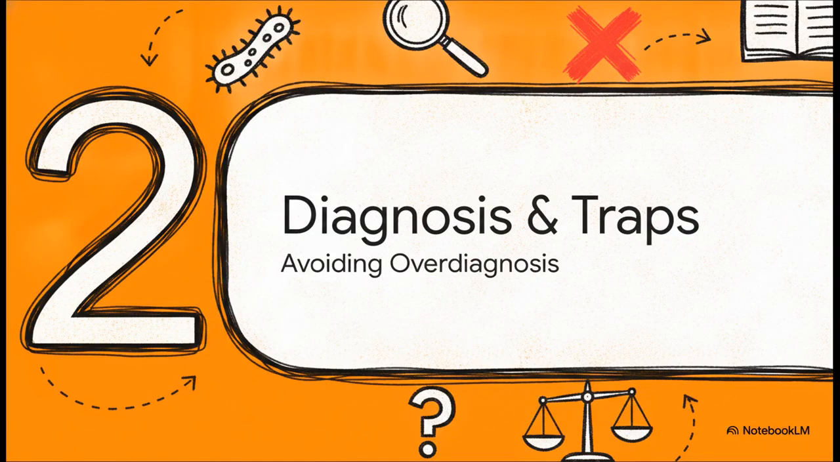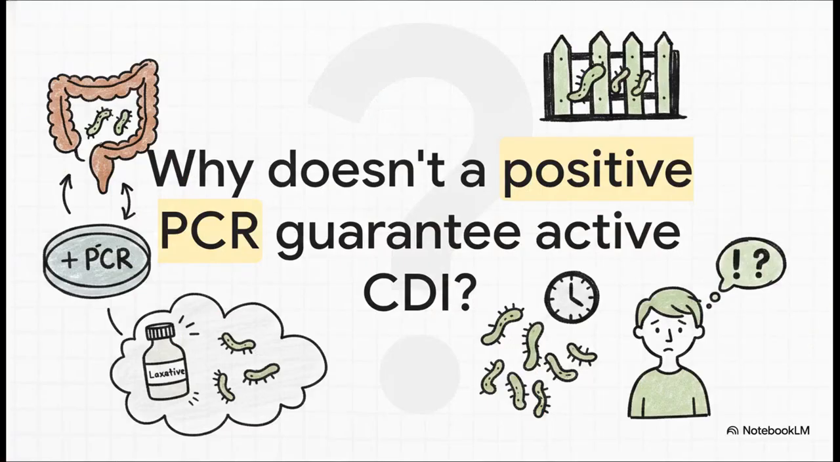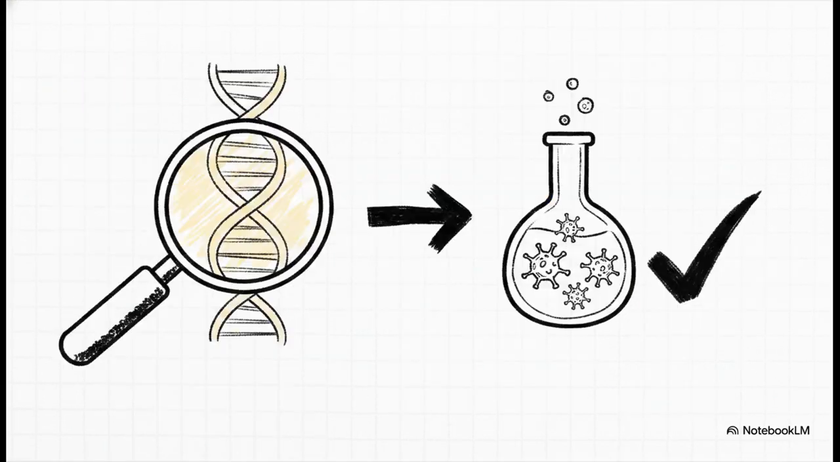Moving on to Section 2, diagnosis and traps. It's all about avoiding overdiagnosis. All right, let's test your clinical instincts with a classic scenario. You've got a patient with loose stools, maybe from a completely different cause, like, say, laxative use, and their C. diff PCR test comes back positive. Why doesn't this automatically mean they have an active C. diff infection? Well, the answer really comes down to the sensitivity of the test.